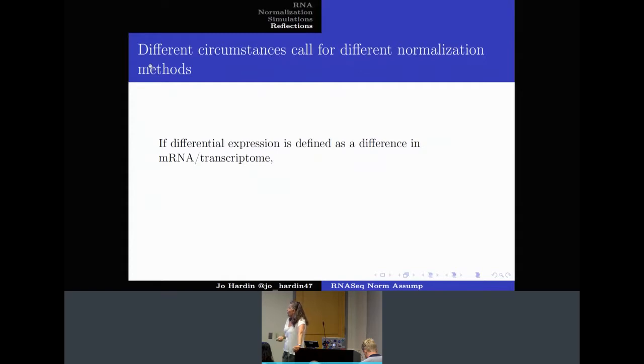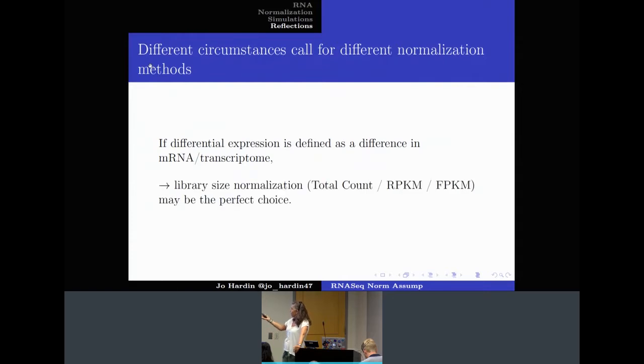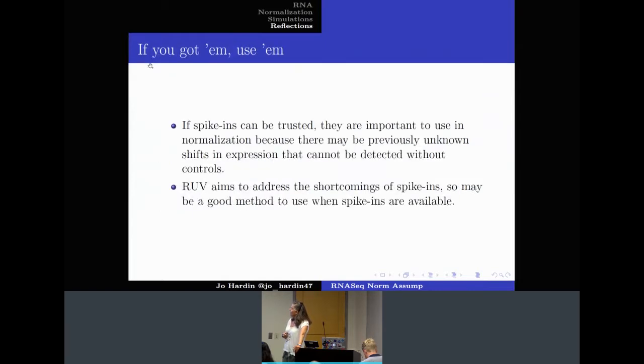So, what are my takeaways from this? Well, if you want to know difference in the transcriptome, then the library size normalization is the perfect choice, right? But that's what you're doing. You're finding the rate across that entire library size. So that's just really important for you to know. If you've got them, use them.